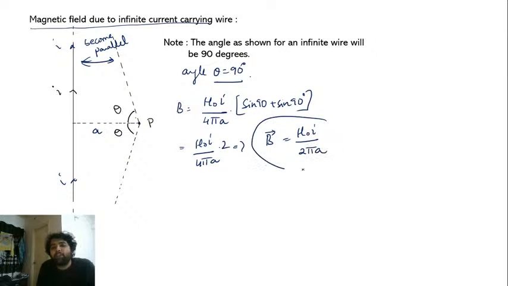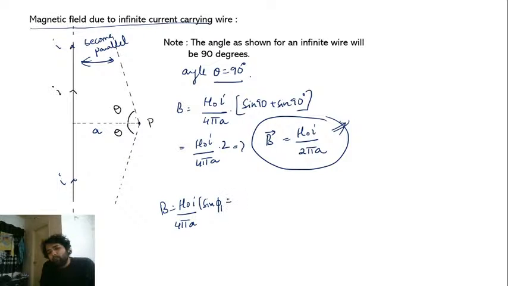ये बहुत अच्छा inference है. You can remember this inference for other calculations and other problems also. It's a very useful method. You can either remember this mu naught I by 4 pi a into sin phi 1 plus sin phi 2, or from this derivation you can use this also. Understood? So this is about magnetic field due to current carrying wire.